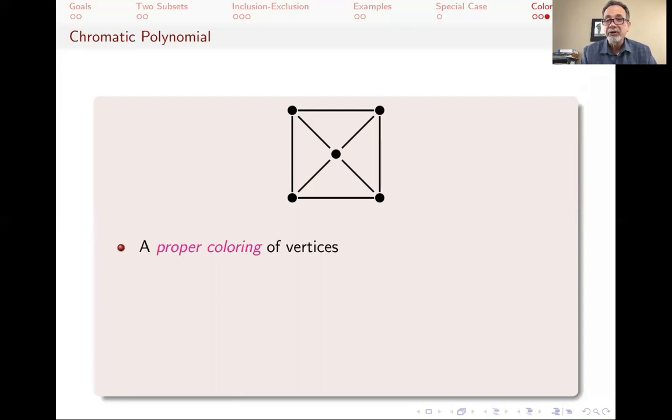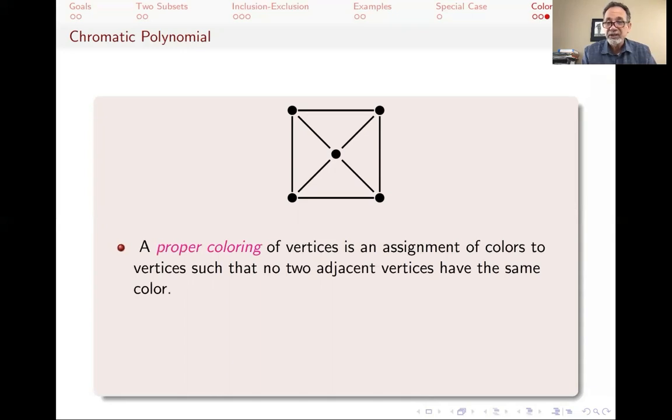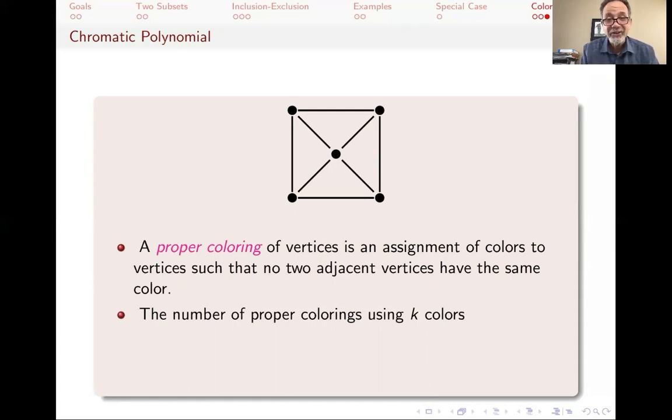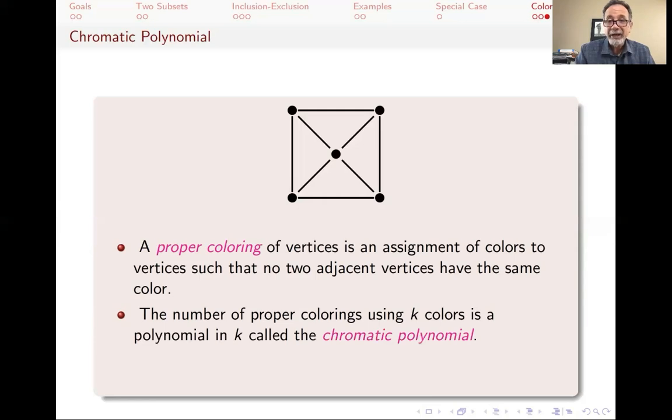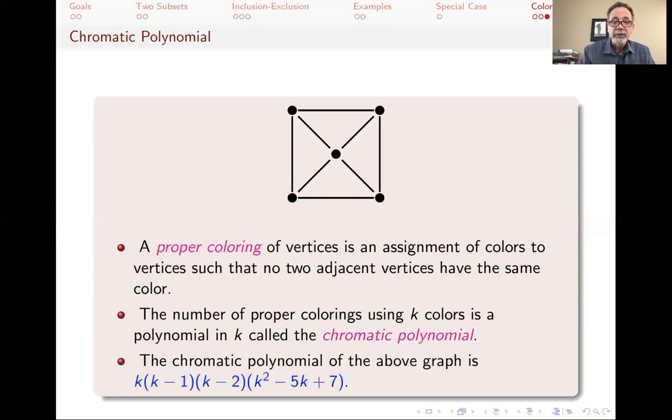That's called the proper coloring. The proper coloring of vertices of a graph is an assignment of colors to vertices such that no 2 adjacent vertices have the same color. The number of proper colorings using K colors is always a polynomial in K that needs a proof, and that's called the chromatic polynomial. We found the chromatic polynomial for this graph. We found that the chromatic polynomial is K times K minus 1 times K minus 2 times K squared minus 5K plus 7. And we did that using the inclusion-exclusion principle.